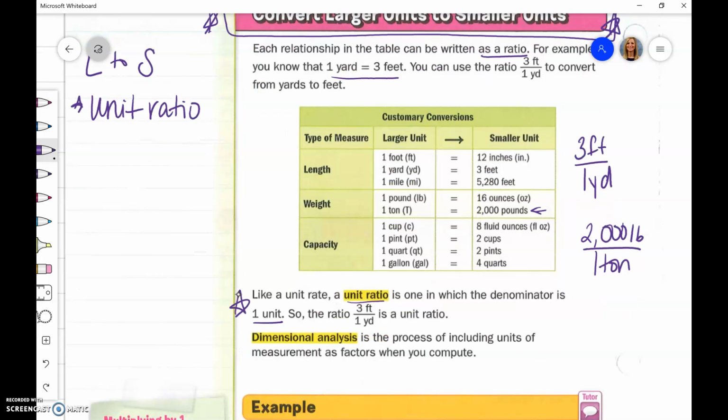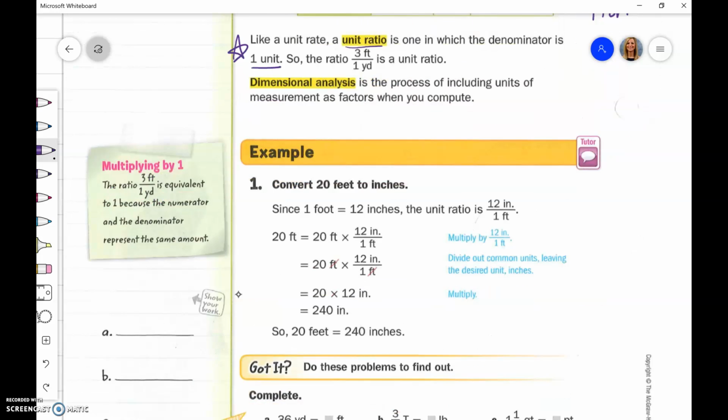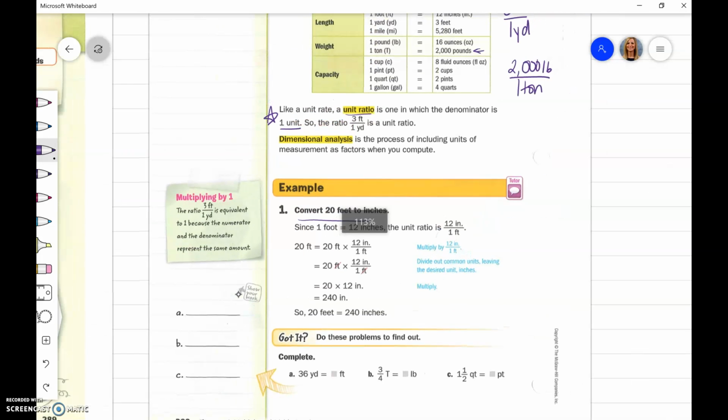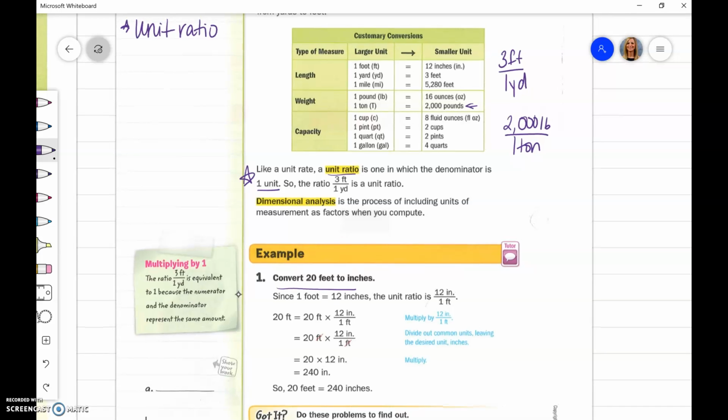Okay, all right, so let's go ahead and take a look at what that actually looks like when we are converting 20 feet to inches. So you're going to notice that this chart right here is super, super important. We're going to refer back to it quite a bit. So we are converting 20 feet to how many inches?